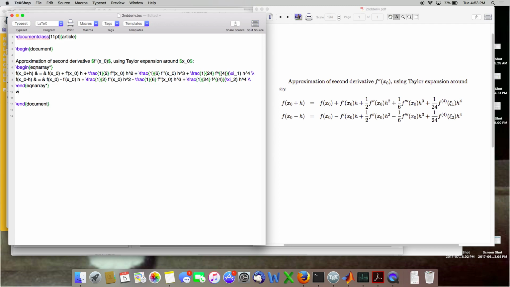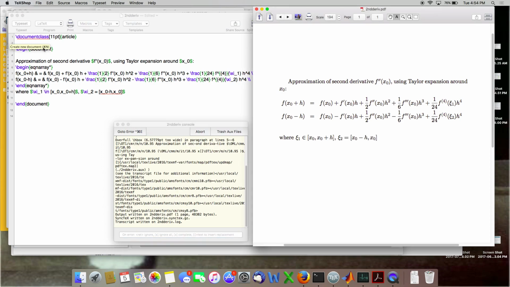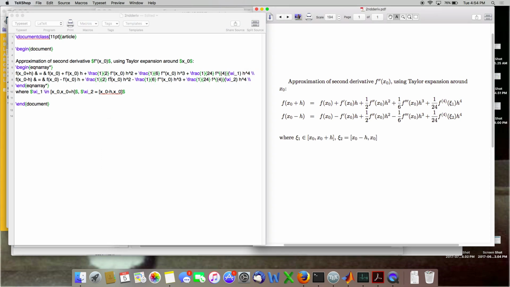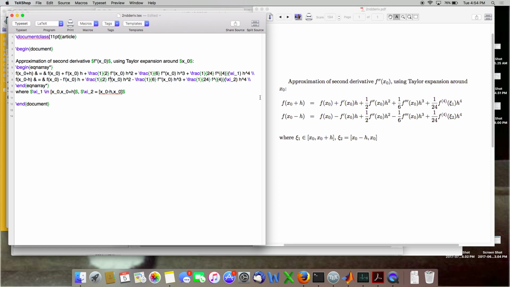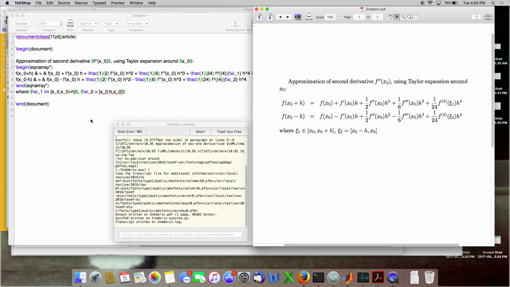And where xc1 is in, so this backslash in is for inclusion, stating an item as an element of a set. So it's between x naught and x naught plus h. And xc2 is in x naught minus h and x naught, just to be precise here. Actually, I don't like having that much space, but that's because I put this in here, which I should not have. You don't need it for the last line.